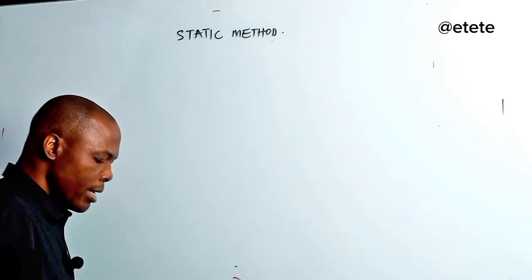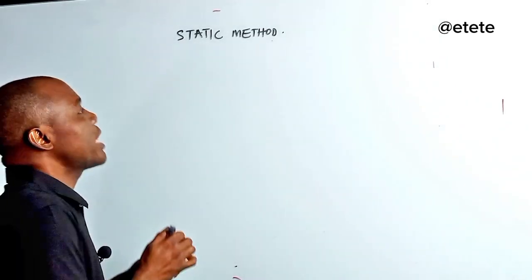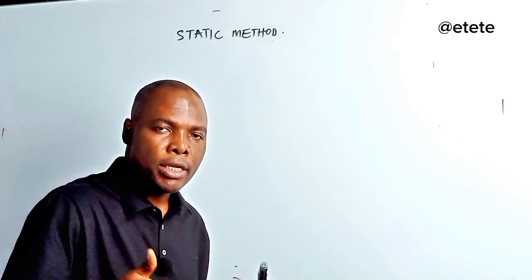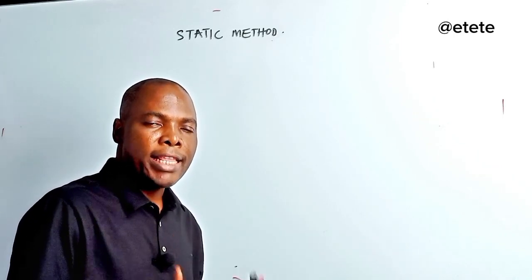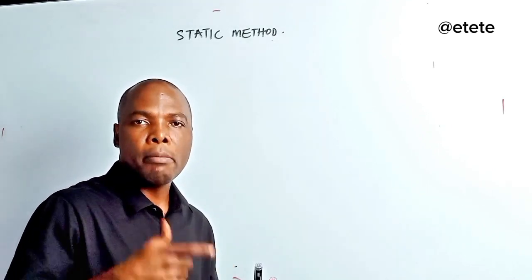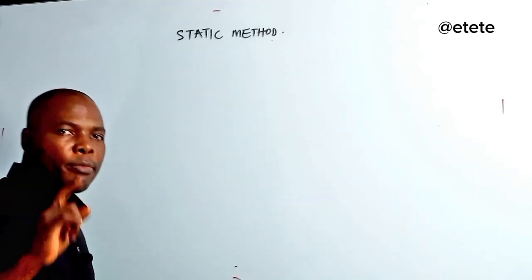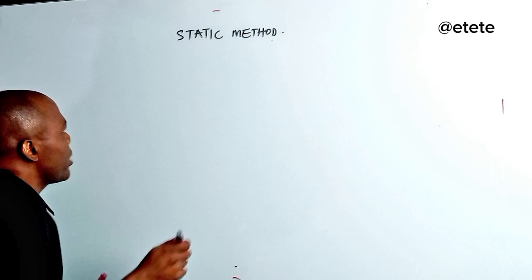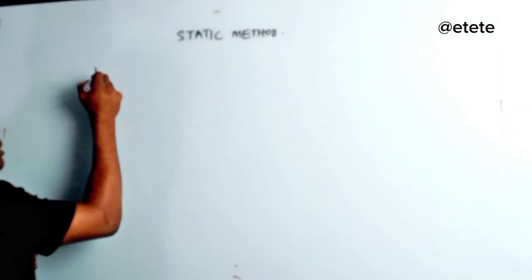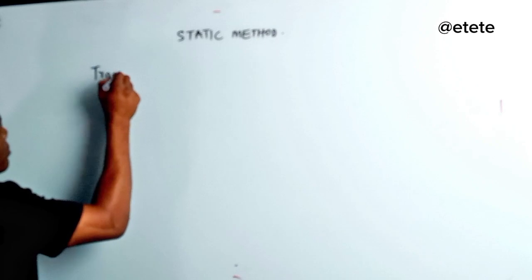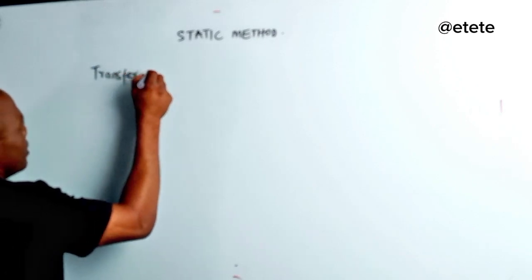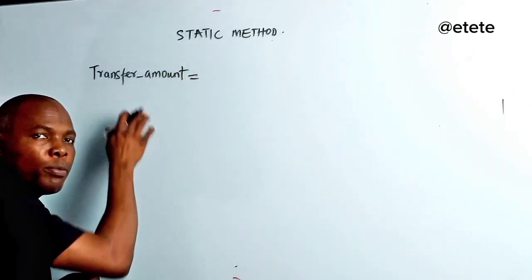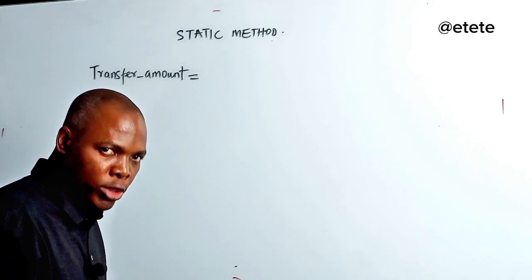Okay. Now, in this class, we are still on static method. What we want to do in this class is just to create an object of the interbank transfer, and then use it to call the process method. Before we create the object of the interbank transfer class, the first thing we have to do is create a variable called transfer amount. Now, this variable is going to receive the amount that needs to be transferred.